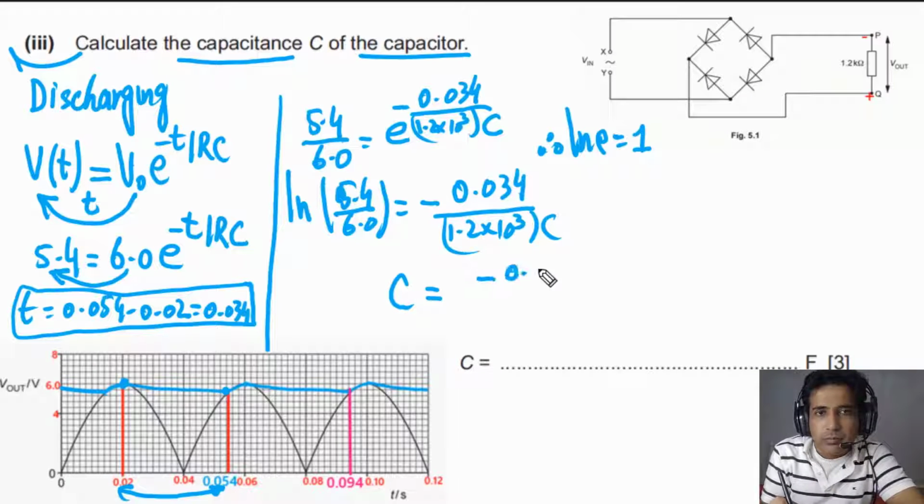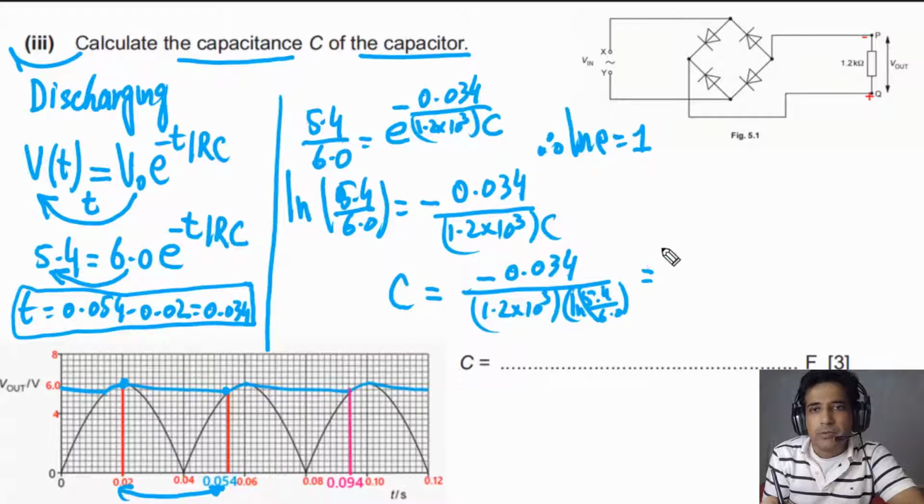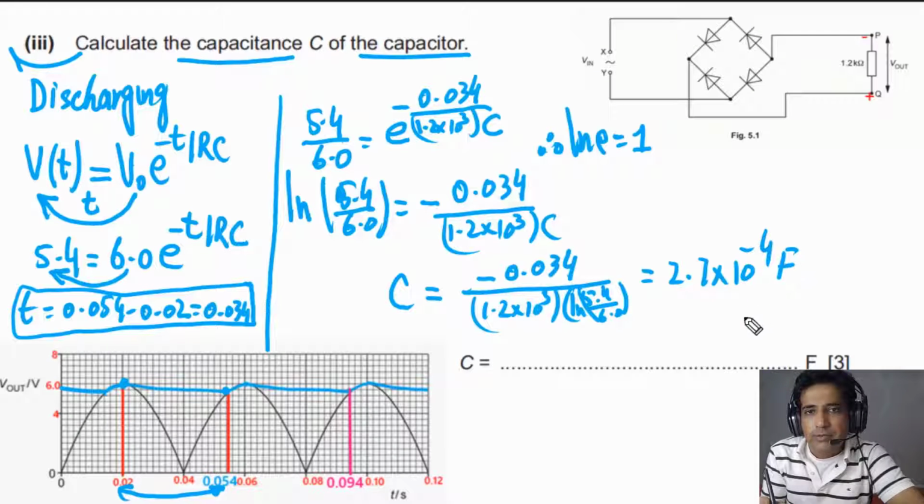So we can simply write C will be equal to minus 0.034 divided by 1.2 times 10 to 3 times ln. I'm just writing this value, but you can use a calculator. You need to write ln of 5.4 divided by 6.0. If you solve this, your final answer has to be equal to 2.7 times 10 to 4 farads. And this is the final answer.